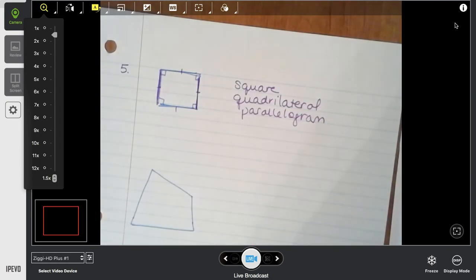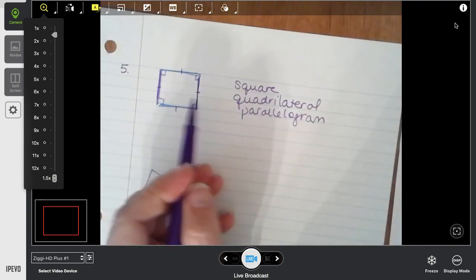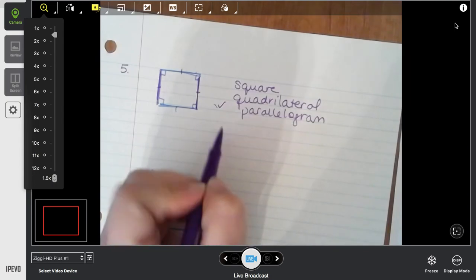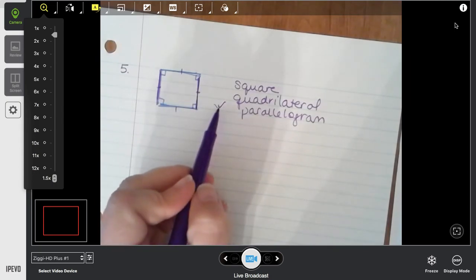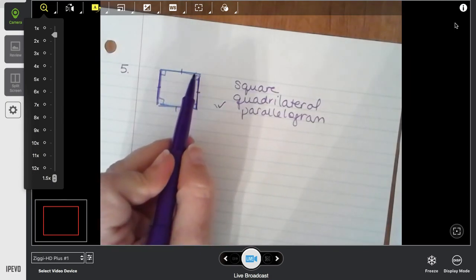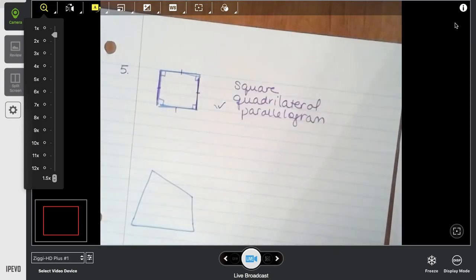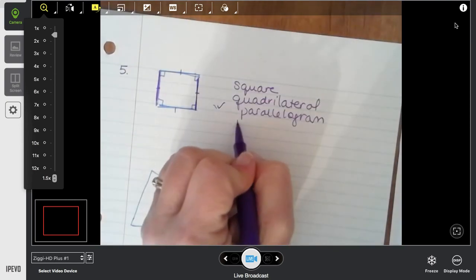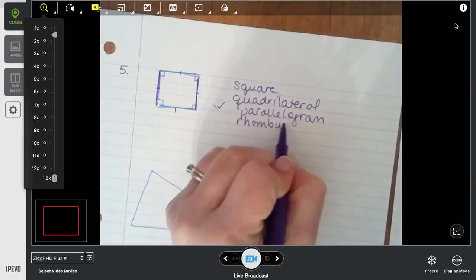Should we stop? Nope. All right, what about a rhombus? A rhombus has to be a parallelogram. Check. It has to have 4 equal sides. Check. It has to have opposite sides parallel. Check. So this is also a rhombus.